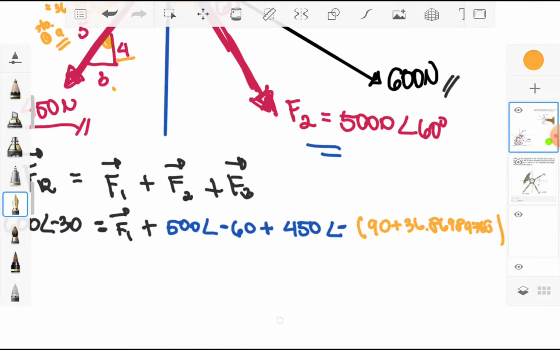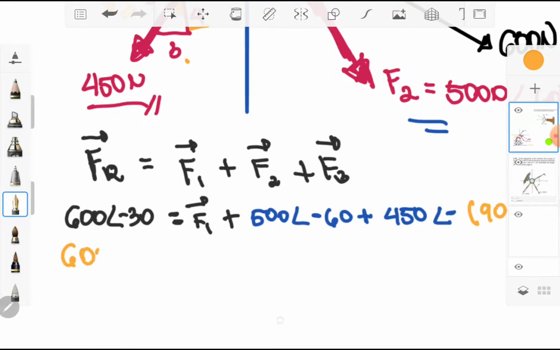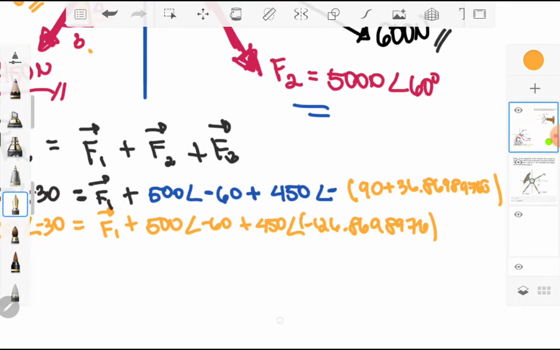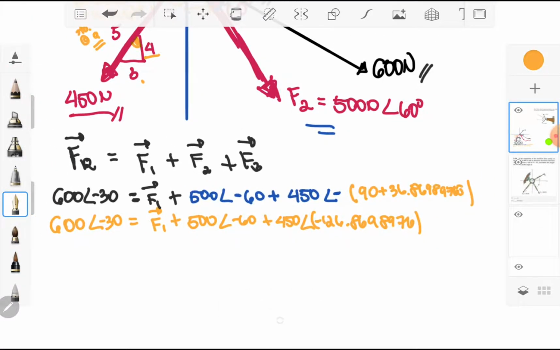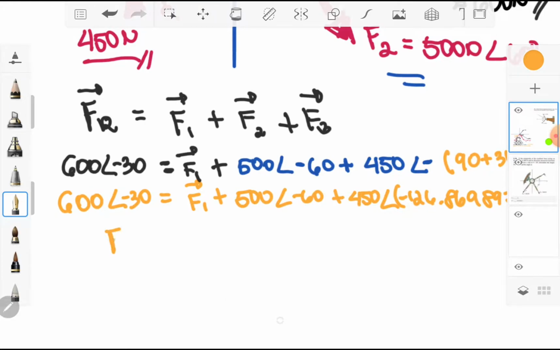So plus 90, we have a value equal to negative 126.86. By further manipulation of this equation, 600 angle of negative 30 is equal to our F1 plus 500 angle of negative 60 plus 450 angle of negative 126.8698976, or just use the 90 plus angle alpha. So this will be your equation. Solving for F1, we will have F1 equal to 600 angle of negative 30.